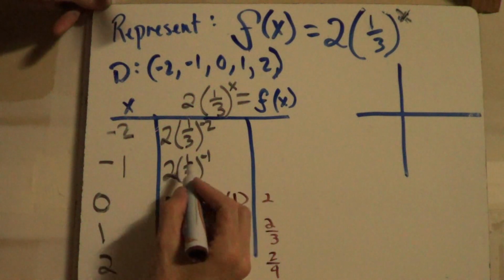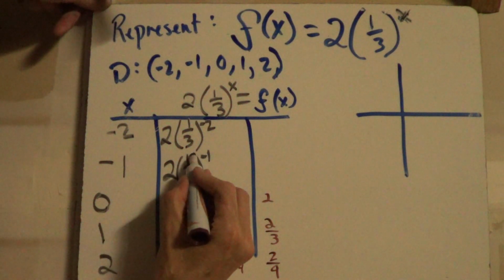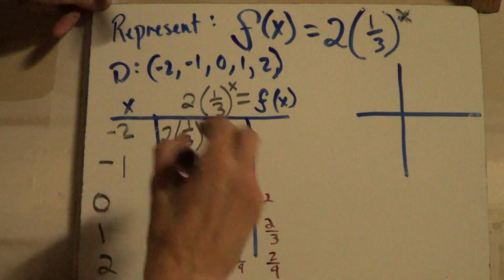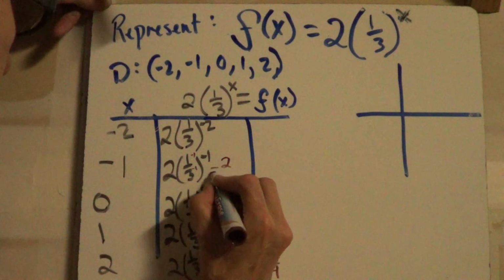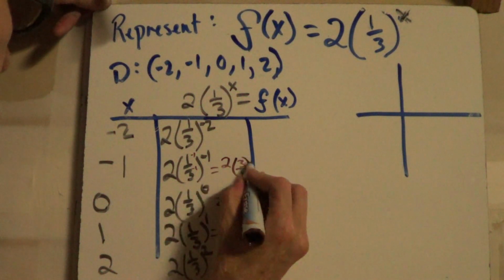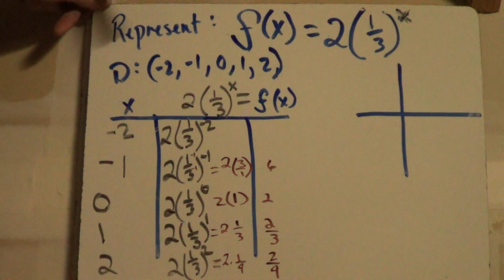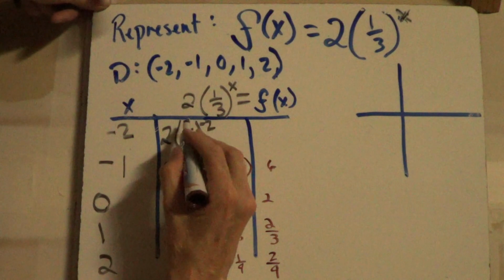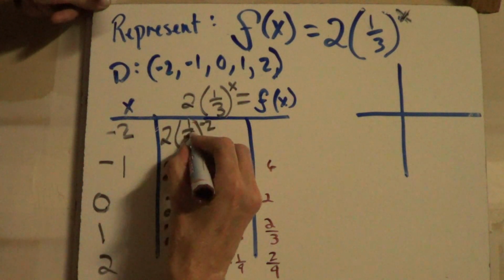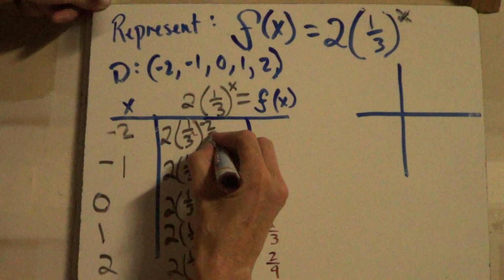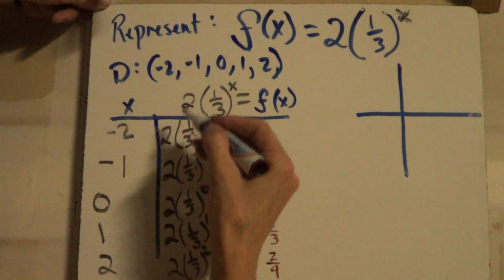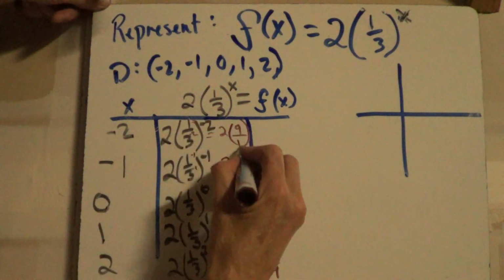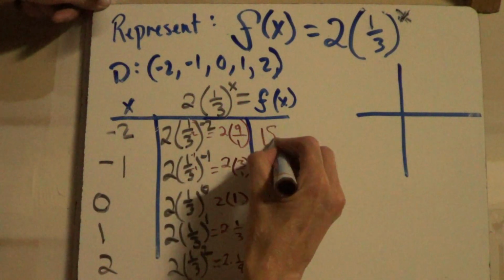And right here, this becomes 1 to the negative first, 3 to the negative first. Remember, with a negative exponent, you flip them. So this becomes 2 times 3 over 1, which is 6. You can put over 1 or you can just leave it that way. Now this one would be 1 to the negative second, 3 to the negative second. So it equals 2. And remember, you flip them when they're negative, so it's 3 squared is 9, 1 squared is 1, 2 times 9 is 18.